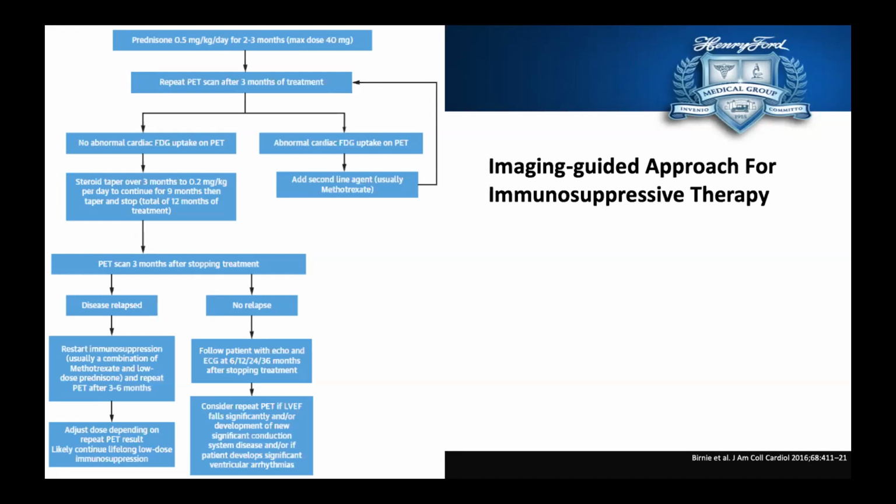After your PET scan after 3 months, if you decide to stop treatment on the left side of the columns, if you have disease relapse, again, you'll restart your therapy and you'll continue to follow PET. Let's say there's no relapse. You'll still follow the patient with echo and ECG at least. They should be monitored for at least 3 years after reducing or stopping steroids, because relapse can occur in as much as about 40% of patients.